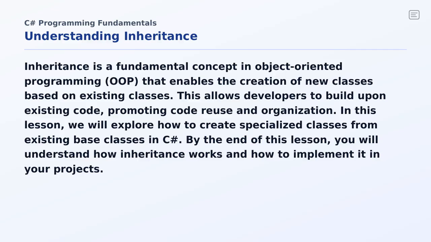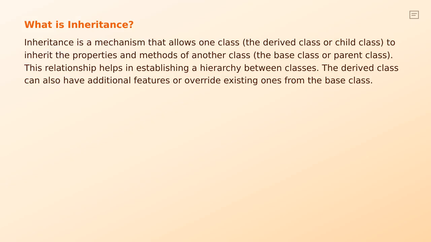Don't worry if this feels new at first. Now, what is inheritance? Inheritance is a mechanism that allows one class, the derived class or child class, to inherit the properties and methods of another class, the base class or parent class. This relationship helps in establishing a hierarchy between classes. The derived class can also have additional features or override existing ones from the base class.